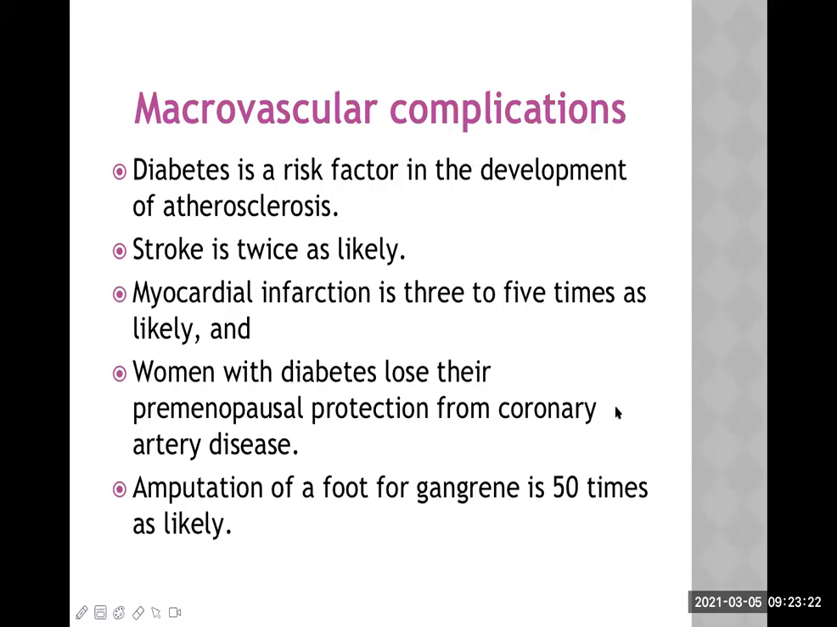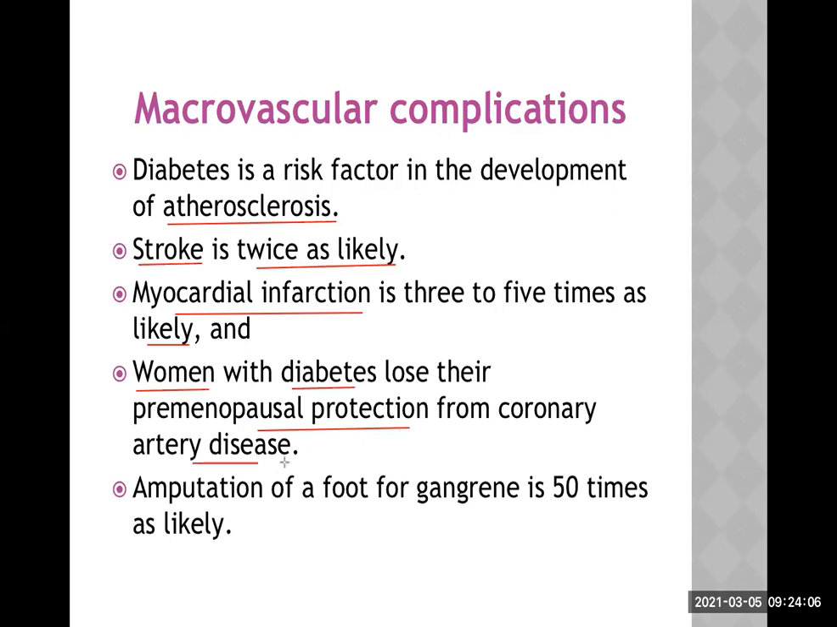What are the macrovascular complications? Many times we have repeated this particular knowledge. It leads to atherosclerosis, there's no doubt about it. If atherosclerosis occurs in the coronary artery, myocardial infarction occurs, which is 3 to 5 times more common than in the general population. If atherosclerosis occurs in the cerebral blood vessels, stroke occurs, and stroke is twice as likely as in the general population. Women who have diabetes lose their premenopausal protection from coronary artery disease.